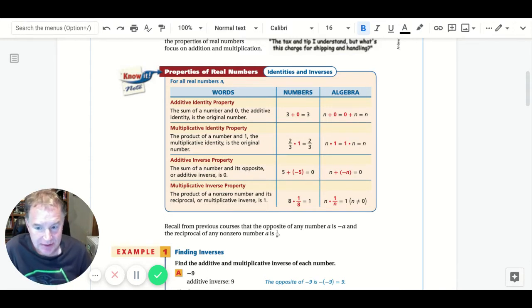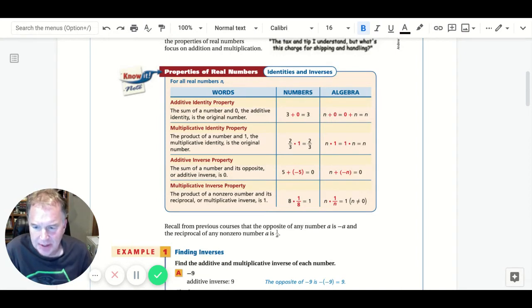The inverse is the number, the element, but in our case, the number that under an operation gives you the identity. So for addition, the identity is 0 because 0 has no effect. And the additive inverse of 5 is negative 5 because you get the identity. The additive inverse of n is negative n because you get the identity. The additive inverse of negative 7 is positive 7 because you get the identity 0.